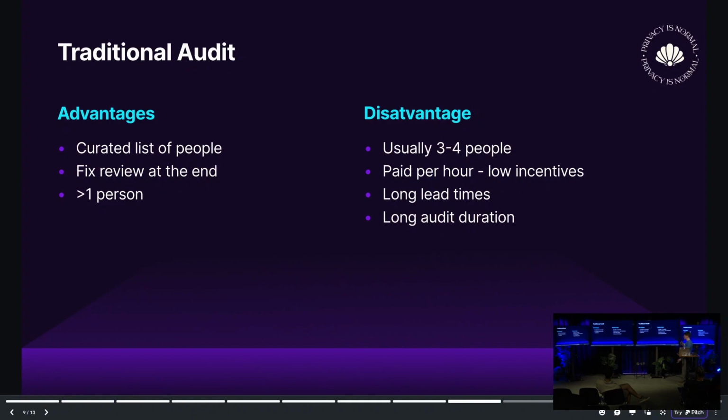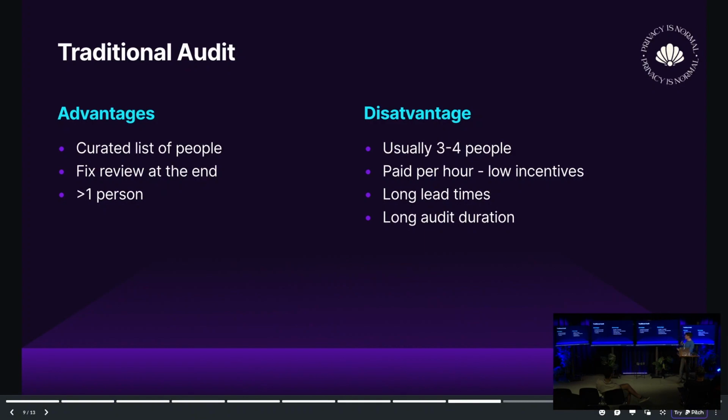But what are the disadvantages? Still, you're getting only 3-4 guys. There is only so much that they can do. They get paid per hour. What does that mean? What's the difference in the pay if I find 2 criticals or I find 10 criticals? It's none, right? Who knows?